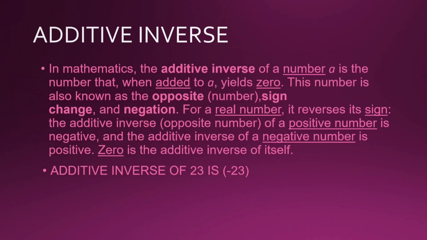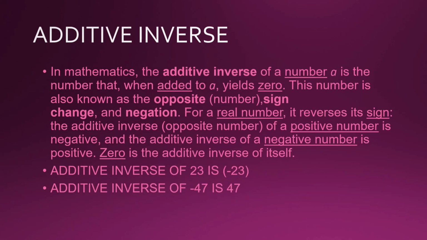So the next subtopic of integers is additive inverse. So what are additive inverses? In mathematics, the additive inverse of a number a is the number that when added to a yields 0. That is, the sum of a number and its additive inverse is always 0.